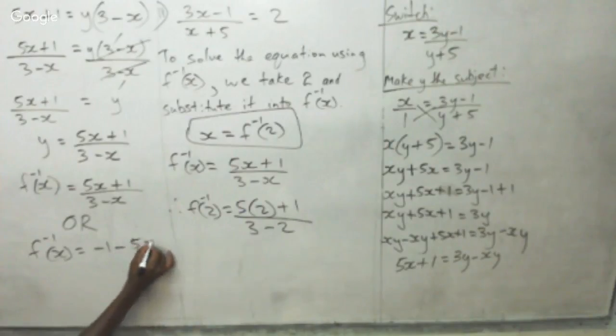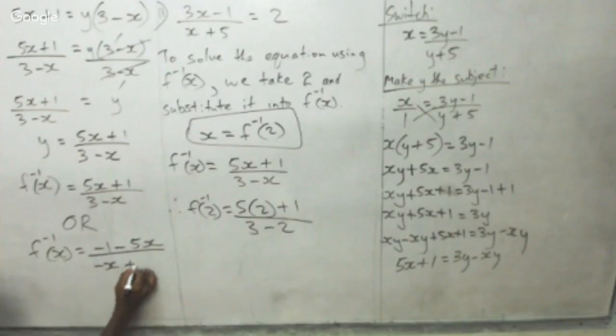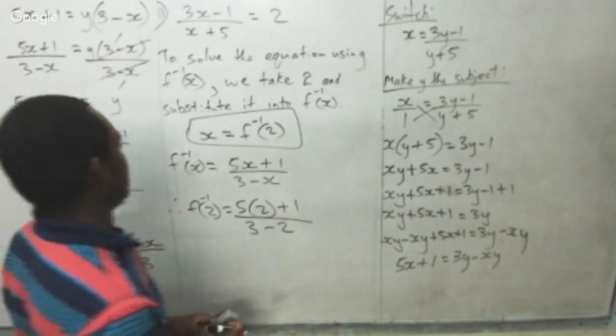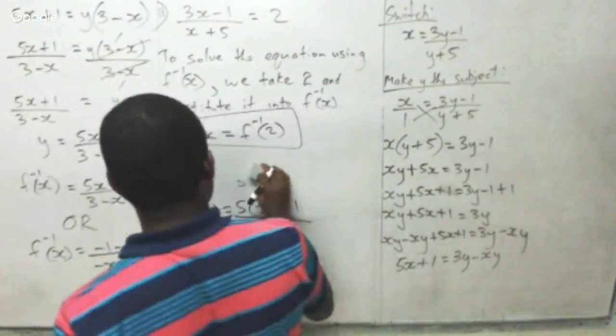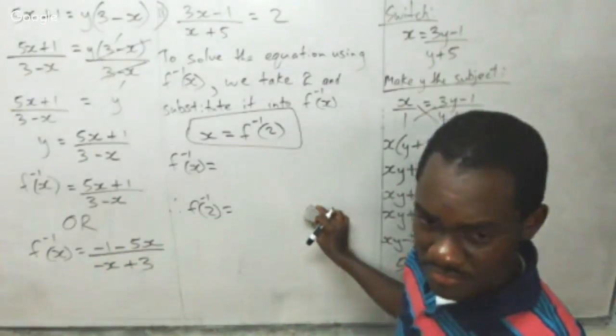So f inverse is equal to negative 1 minus 5x over negative x plus 3. Go work that out. It's the same thing again, very easy. You can prove it: factor out negative 1 from each of the numerators. Why did you get that denominator? Negative x plus 3, that's what you got. Yes. All right, so let me use that one. Did I say it wrong? Yes, that's what it's called.